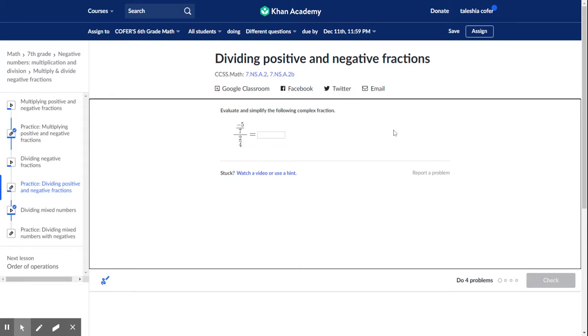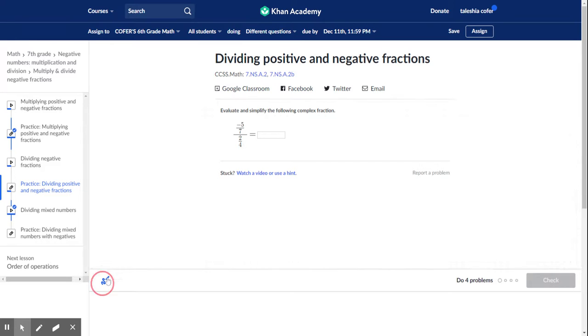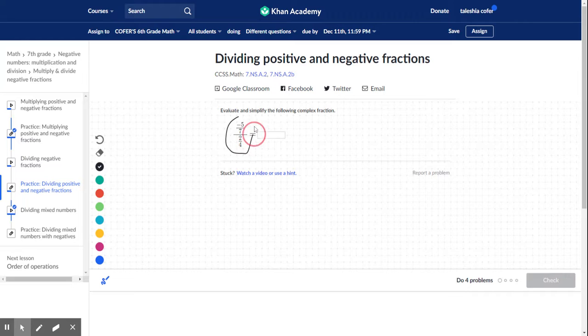When it comes to dividing positive and negative fractions, sometimes they may look a bit overwhelming. For example, if you got this big thing here, all of this, it may look like what in the world is going on here? But that is just two division problems stacked on top of each other, or two fractions stacked on top of each other. Basically, I have negative 5/7 divided by 2/4.